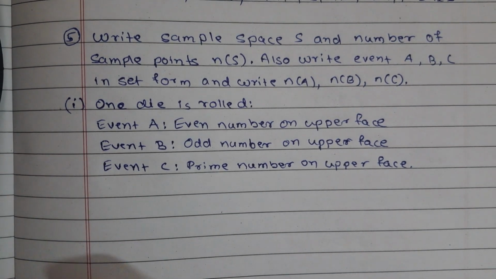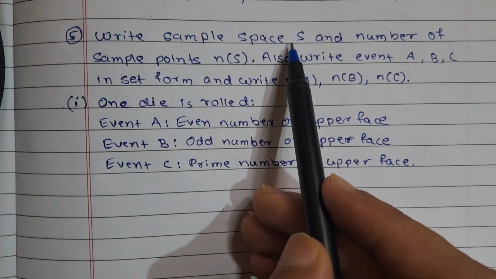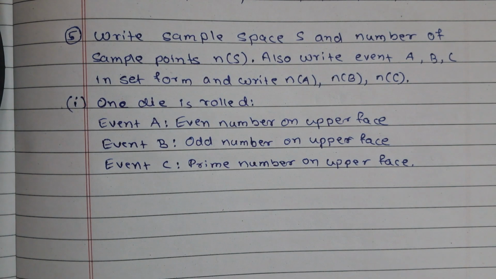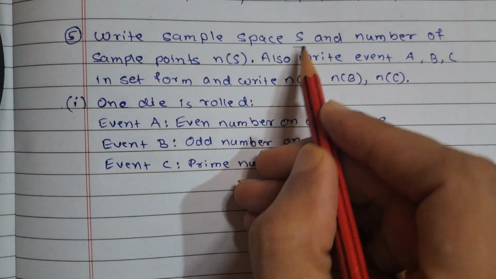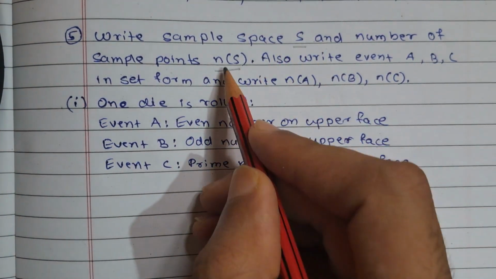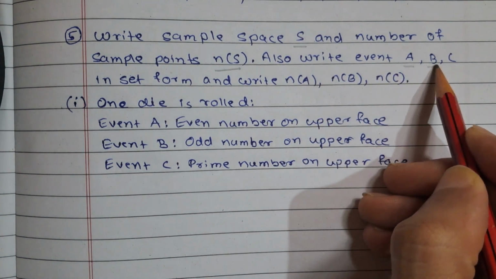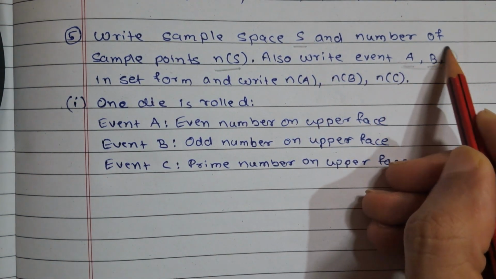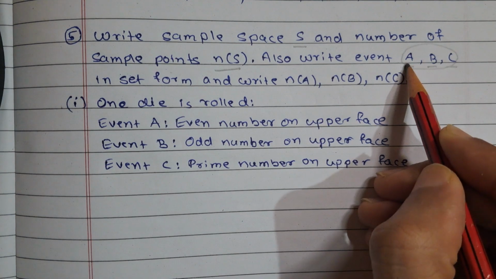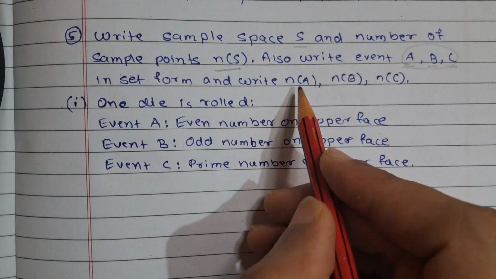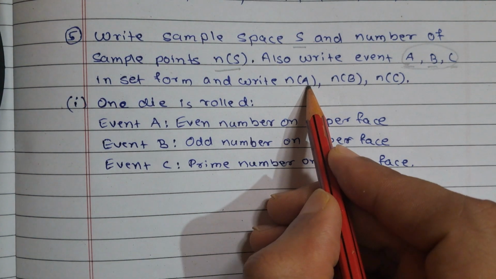In this video, we will learn how to write a sample space, the number of sample points n of s. So basically s and n of s, which we have learned in the previous video. We have to do the same over here. But along with that, we have to write events A, B, C. There will be some special events given to us. We'll have to identify what will come in these events. And once we identify these events, we have to find the number of elements in those events.